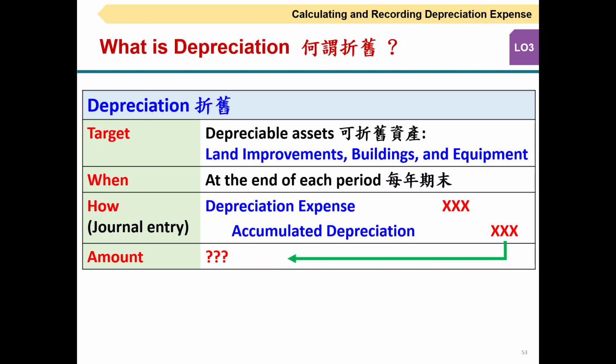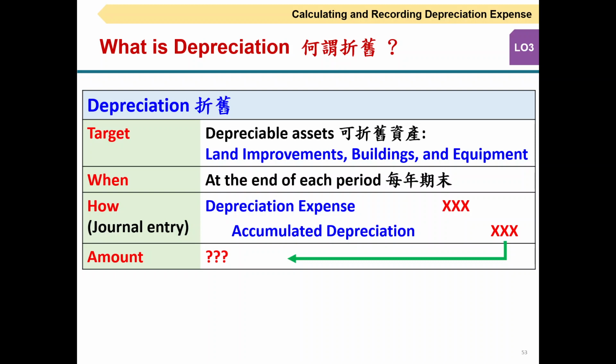So for depreciation, what's the target? What kind of PPE we need to do depreciation? Land improvement, buildings, equipment. Only one PPE we don't need to do. We don't need to do depreciation. What's that? Land. Why? For land, even though you use it, the land's value will not be decreased. Maybe increase, maybe decrease because of other major reasons.